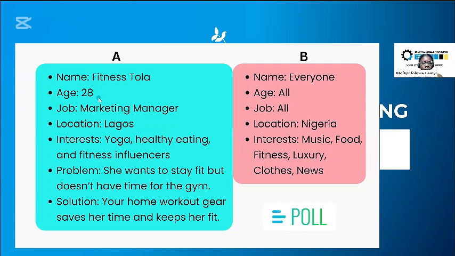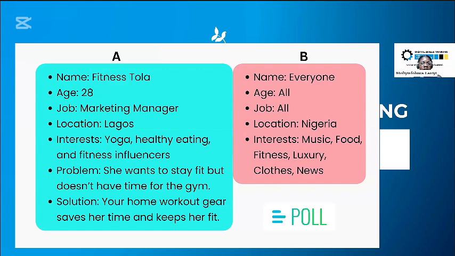So the age for Ada's fitness gear that she'll target is 28. Obviously, it won't be just 28 years old. It might be within that range. So maybe 25 to 30. She's trying to reach young people that like healthy things, that like fitness influencers. So they fit into a particular age range.